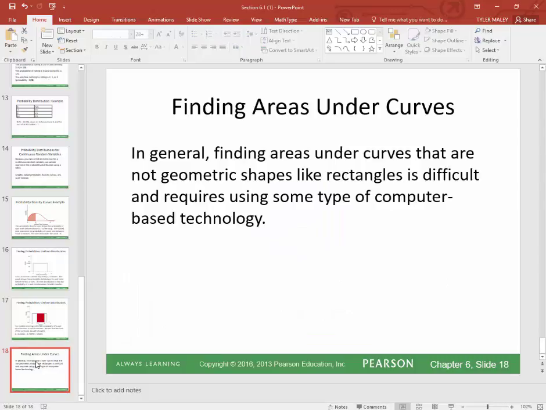Then this last slide, I was just talking about how, typically when we're trying to find areas under a curve, it's not so easy to do if it's not a rectangle. So we want to use some type of technology to do so, right?